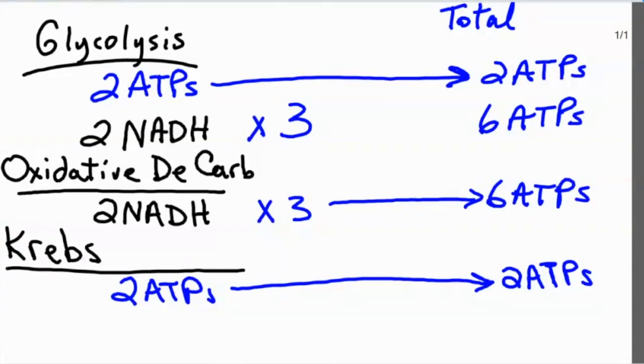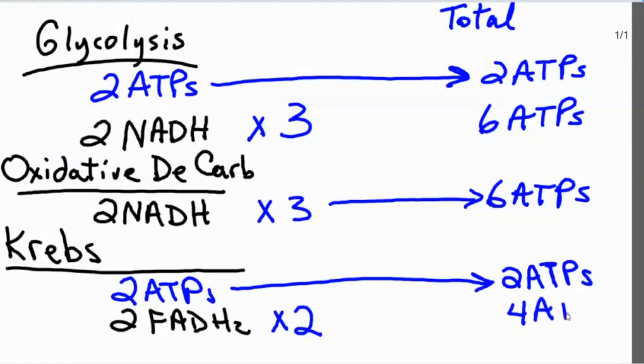I'm going to flip it from last time. How many FADH2s did the Krebs cycle make? 2. Very good. And those FADH2s, how many ATPs worth of energy does each one have in it? Only 2 ATPs worth of energy. And so what is our total ATP production from those FADH2s? It's only 4.